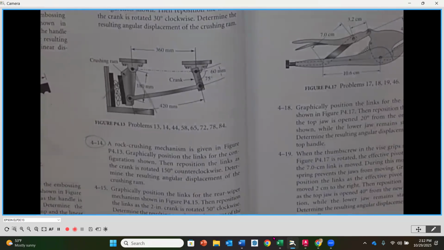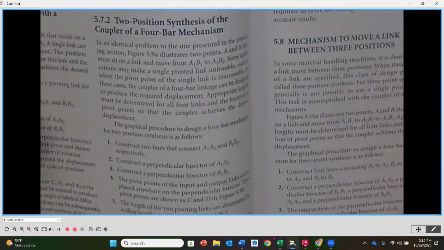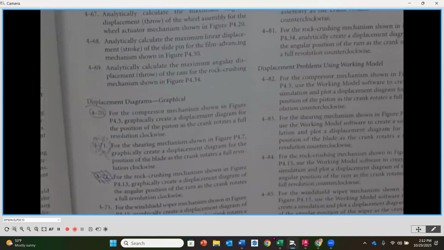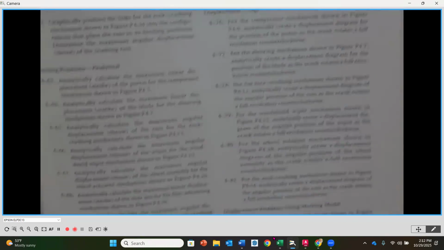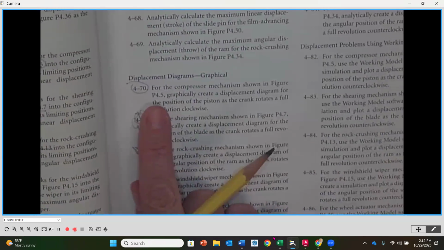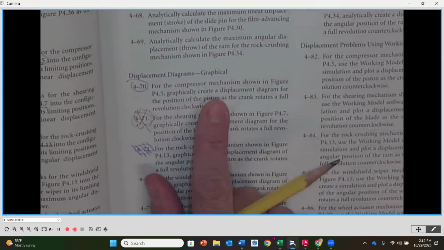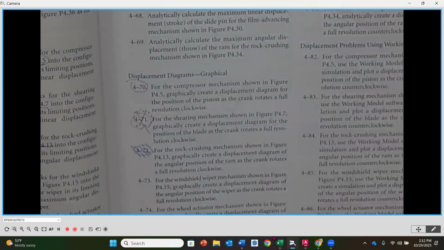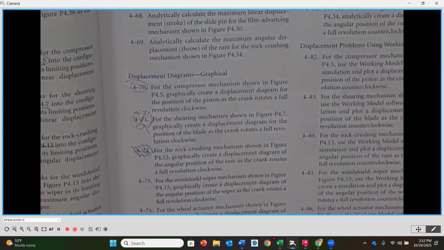And then the last problem that you have is going to be 4.70. 4.70 is on page 107, and it is a displacement diagram for the compressor mechanism shown in figure 4.5. That's the first problem that you do in this section. And you want to graphically find or do the displacement diagram.